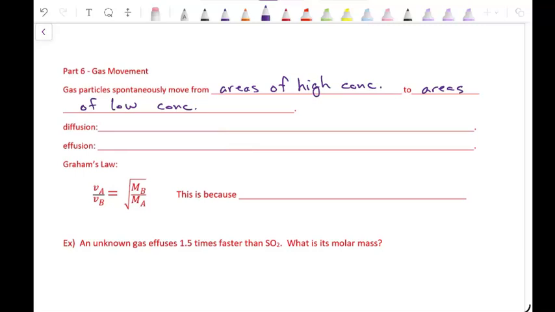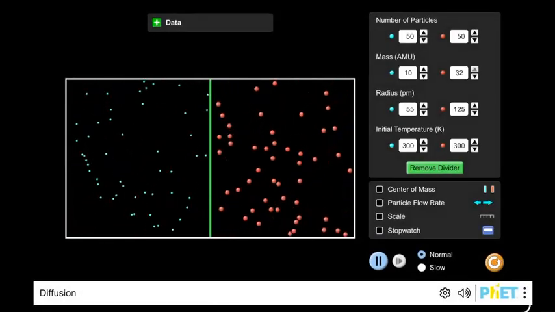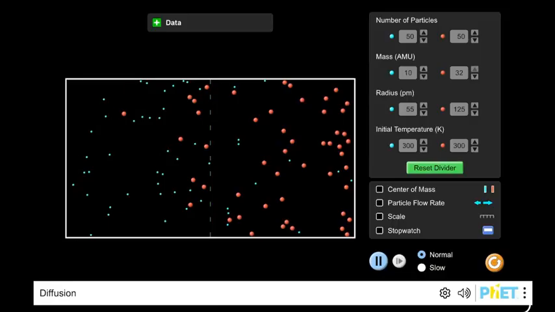And what we call it when gases mix, like what you just saw, is diffusion. So diffusion is the process of a gas spreading, like throughout the room, and mixing with other gases. You saw that here in our little model. If I reset the divider, they're going to naturally mix with each other as soon as I remove that divider, right? So that is called diffusion.